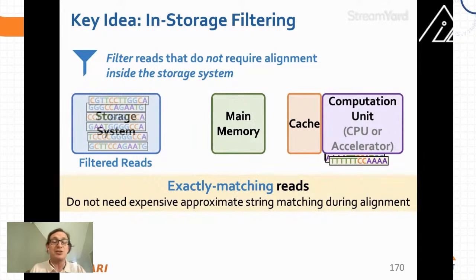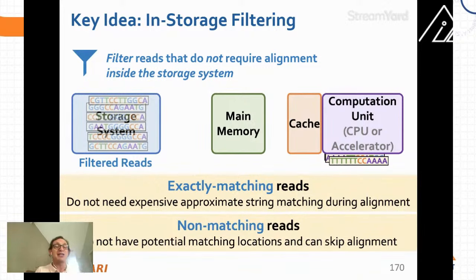And again, I don't want to go into a lot of detail. What can you filter? This is very application specific. You need to examine your application and decide what needs to be operated on in the storage. In this case, we do approximate string matching in genome analysis. We can easily filter exactly matching reads, where you have reads and you're comparing them to a reference genome. You can easily filter them if they're exact matches, for example. And some non-matching reads are also easy to filter, although it's a little bit more expensive in terms of acceleration.